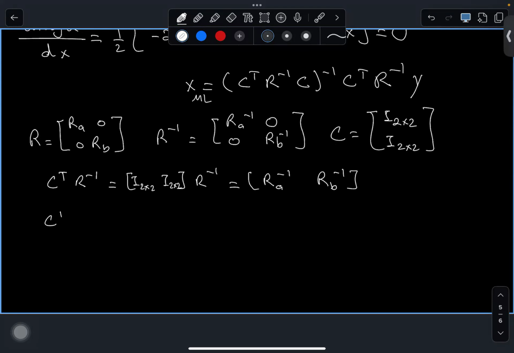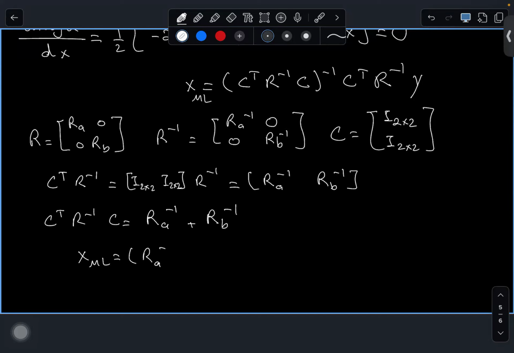And then C transpose R minus 1 C, that's just going to be the sum of these inverses. So then my maximum likelihood is the sum of my variances inverted multiplied by the weighted sum of my measurements. This is my mean of the estimates.